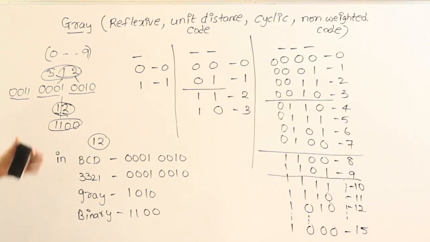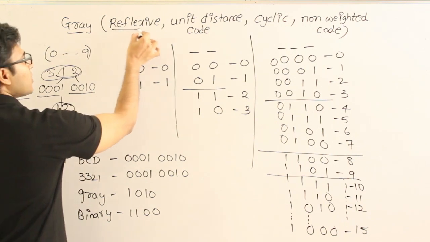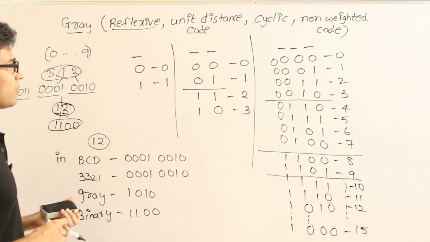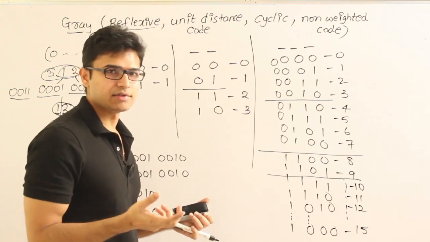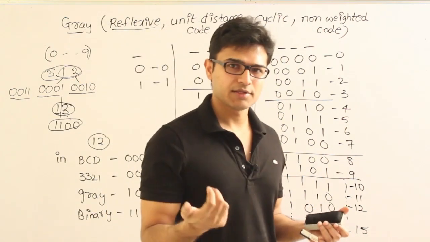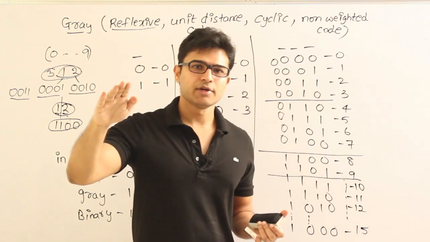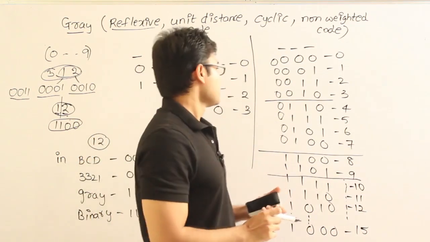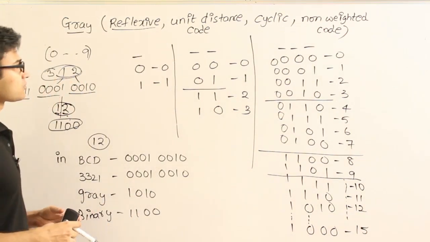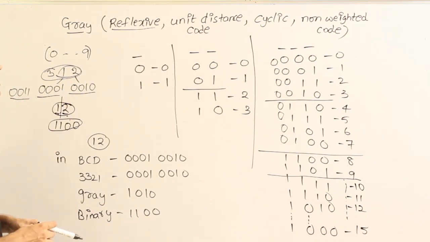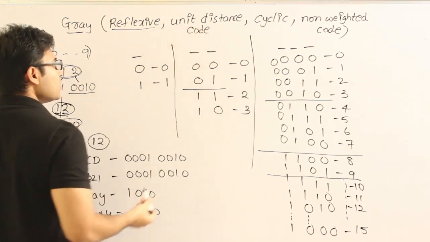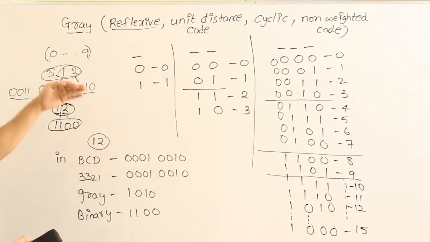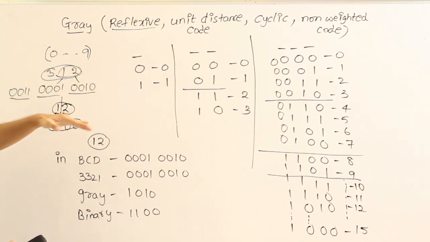Now let's come back to the points. So why is it called reflexive? Because if we have to form the number system with n bits, we take the number representation with n minus 1 bits, and then we put a mirror, take the reflex, take the image, and then we proceed like that, right? So that is the reason this is called reflexive. And next, why is it called unit distance? It is called unit distance because if you see the successive numbers, 0 after 1 after 2 after 3, they just differ by 1 bit.